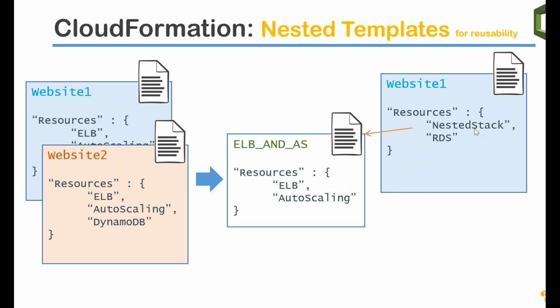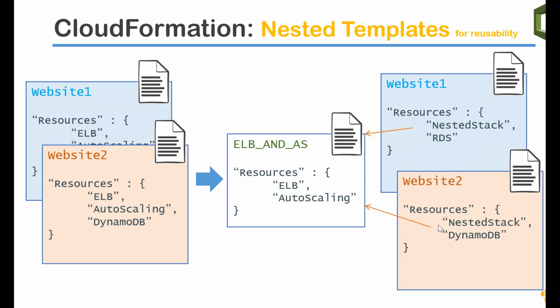When you do something like this, what happens is this command will go ahead and check this stack. It will run this first, take the outputs from here, what is the ELB value, what is the auto scaling value, and pass it to my RDS now. And my RDS will start running. When it comes to website 2, again it will go to this stack, run my ELB, run my auto scaling, and pass the outputs to my website 2, and then it will start running my DynamoDB.